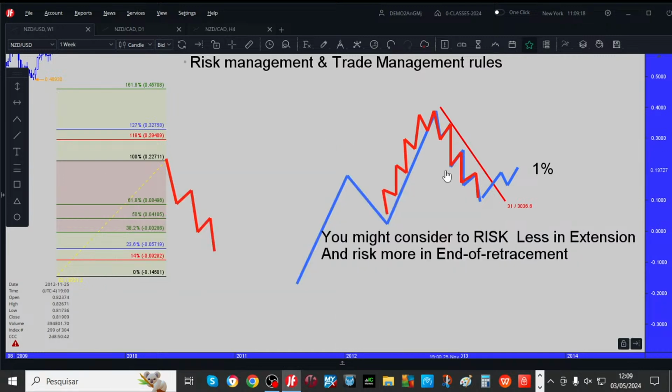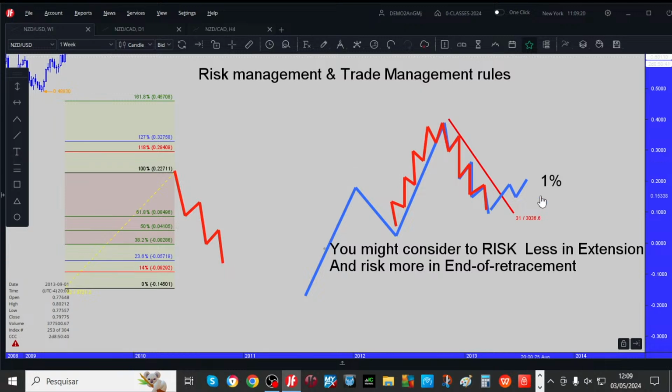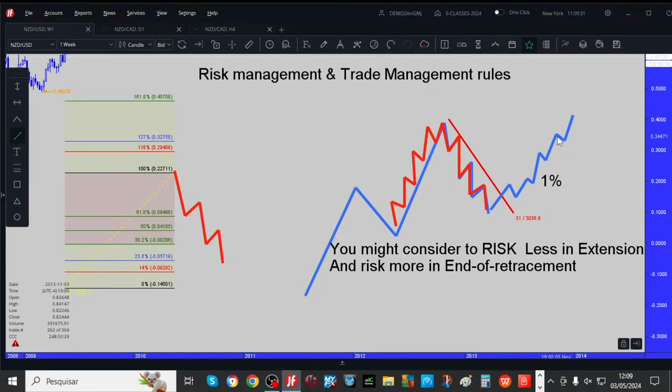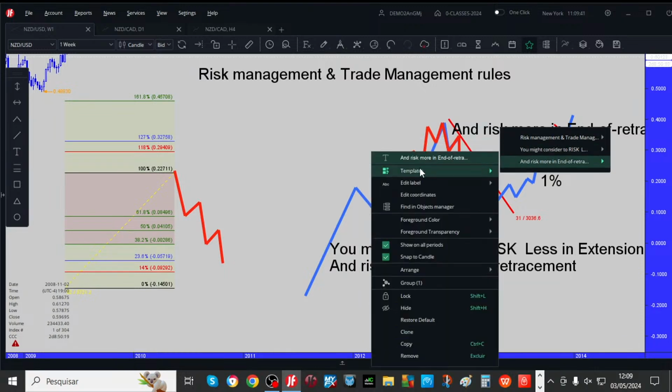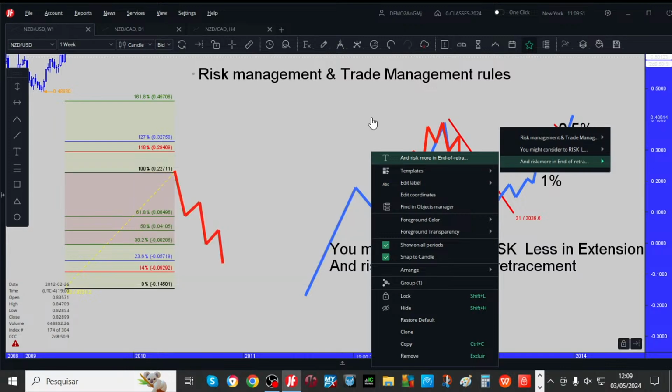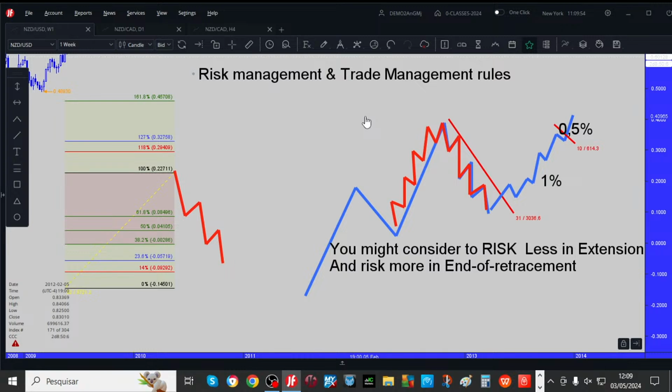Alright, everybody, so risk management. Talking about your strategy, you might consider risking 1% down in here, and as the market progresses to the new extension, let's say that you are entering up in here, you might consider risking, so right click, ABC label, 0.5%, just an example, up in here. Does this make sense, everybody?